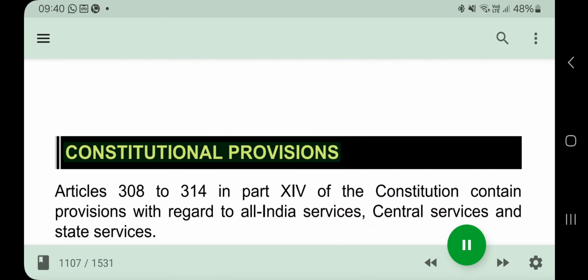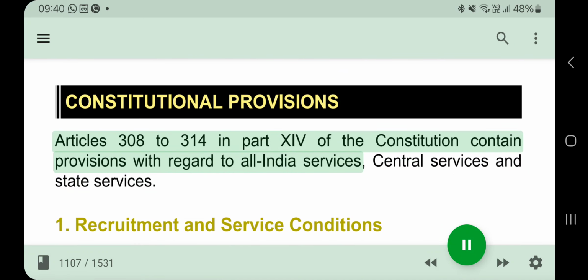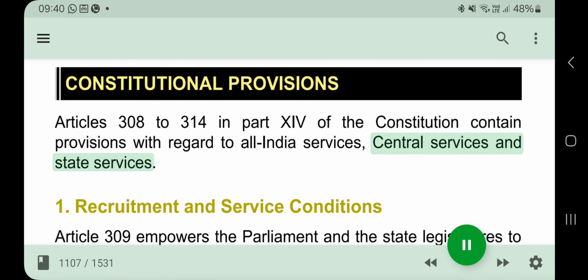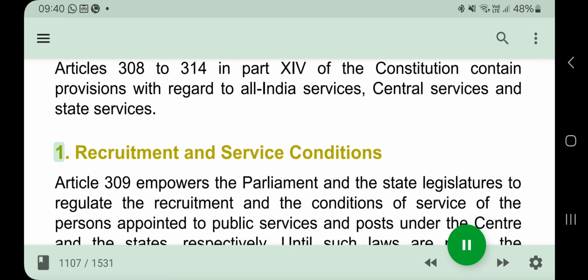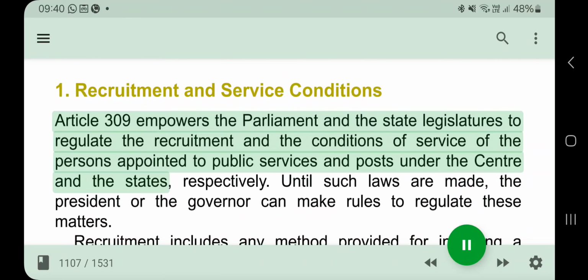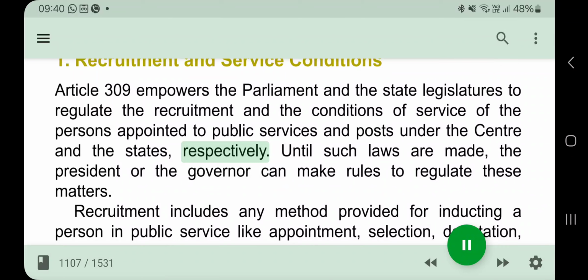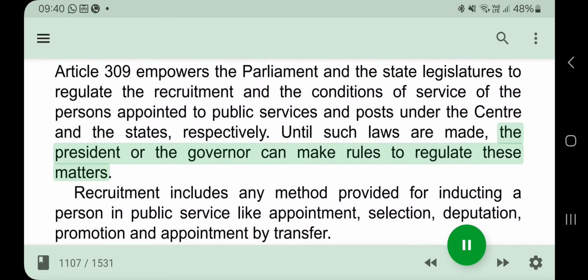Constitutional provisions. Articles 308 to 314 in Part 14 of the Constitution contain provisions with regard to all India services, central services and state services. 1. Recruitment and service conditions. Article 309 empowers the Parliament and the state legislatures to regulate the recruitment and the conditions of service of the persons appointed to public services in posts under the centre and the states, respectively. Until such laws are made, the President or the Governor can make rules to regulate these matters.